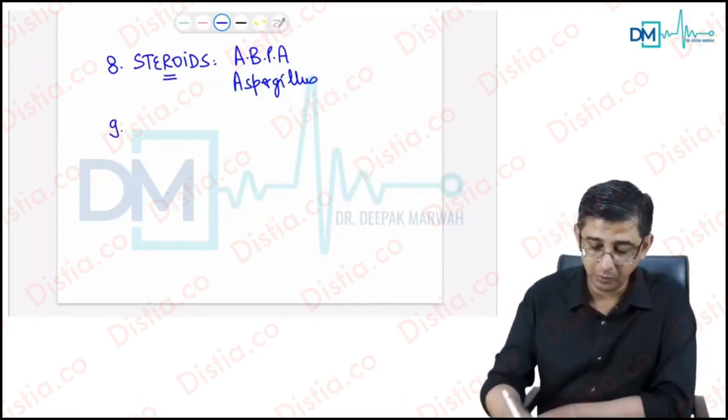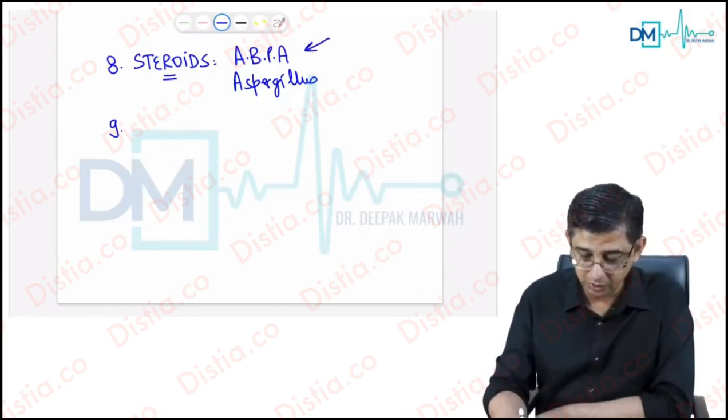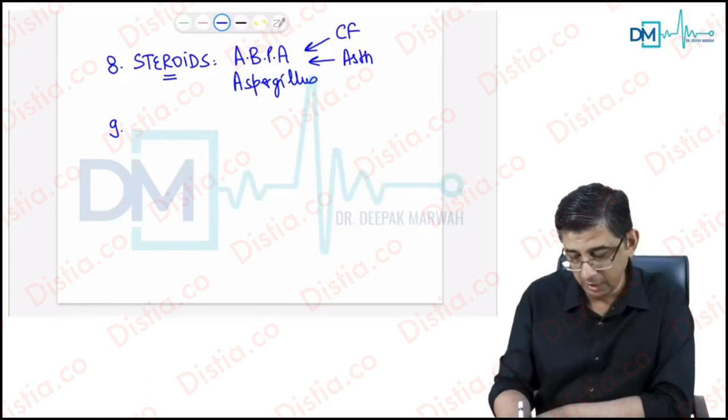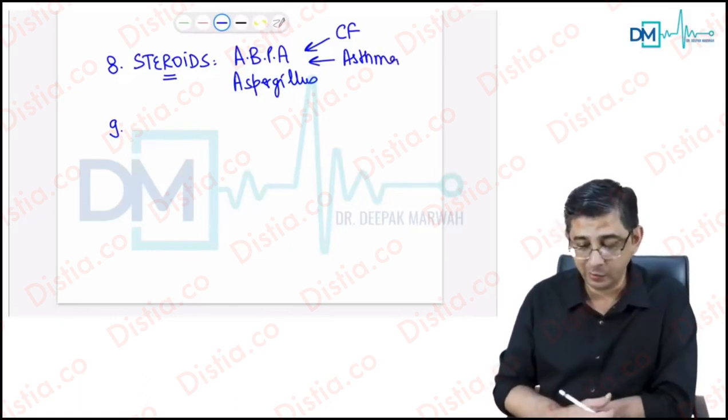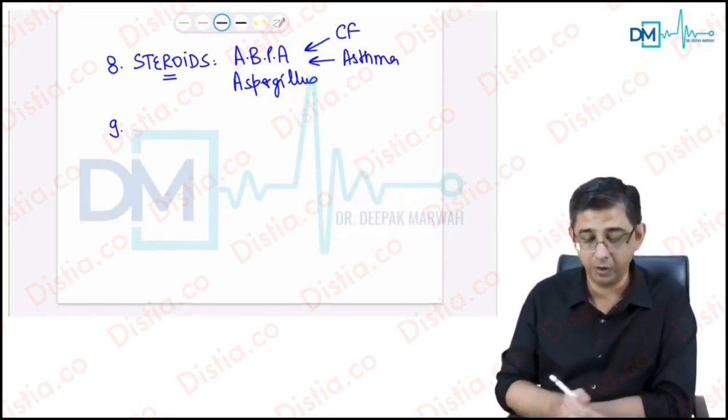ABPA is allergic bronchopulmonary aspergillosis. This is seen with the topic of interest, that is cystic fibrosis, and also with asthmatics. And you can go down into the infection segment where I have discussed aspergillosis, and ABPA is an important disease which is asked in the exam, so I definitely want you to remember.